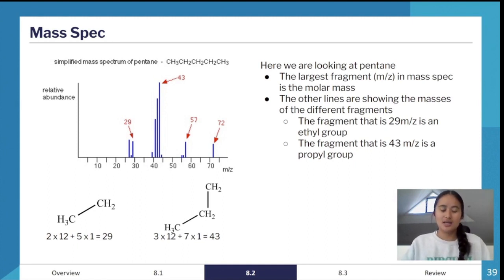Then the other lines are different fragments. So this one is the mass spec of pentane. That 43, that really high peak there, that would be a propyl group. If you look down here, I did the maths for you, drew it out. That's what the group fragment will be. And then you also have the 29 peak, which will be an ethyl group.